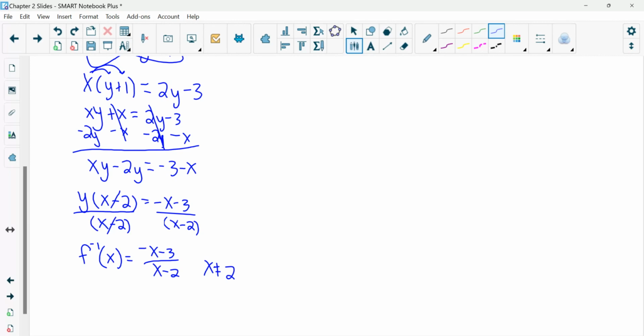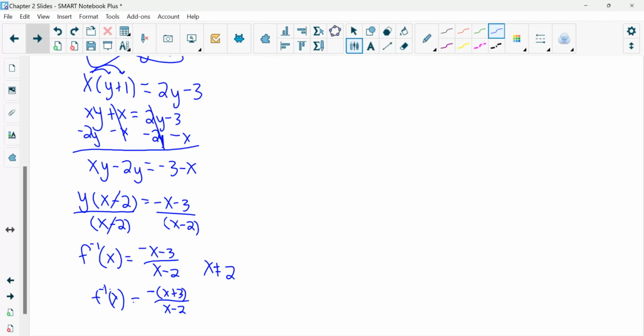Did anyone pull out a GCF of negative 1 on the top? You can also do that. Okay? So if you wrote it as negative x plus 3 over x minus 2, that's acceptable also. There we go. All right, questions on that at all? So that's going over what we did yesterday.